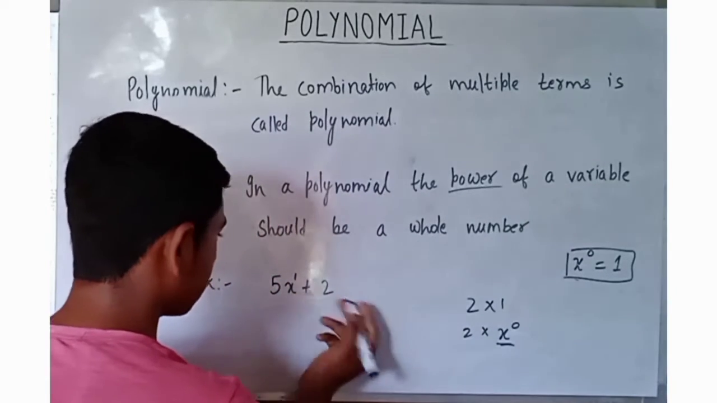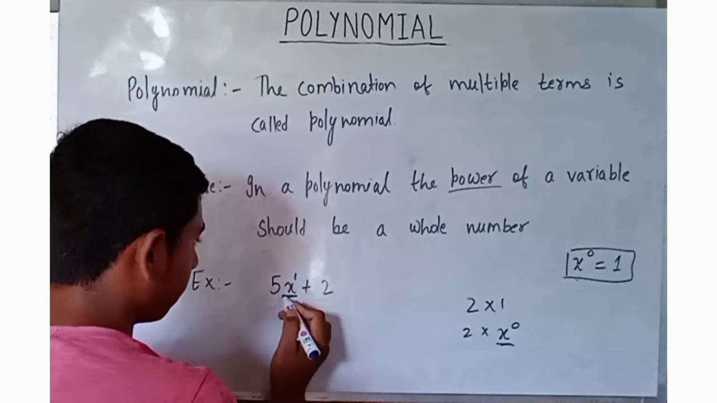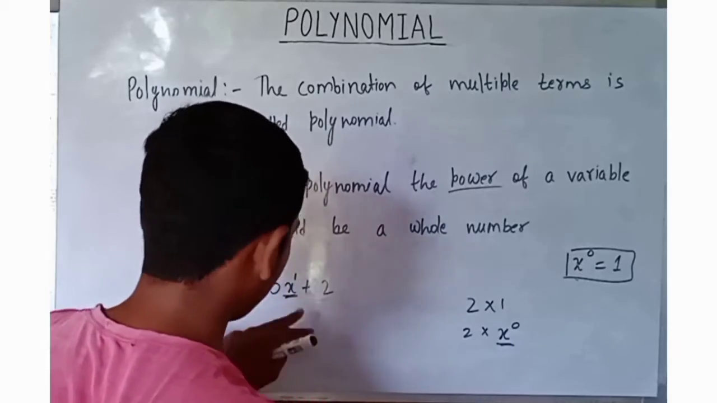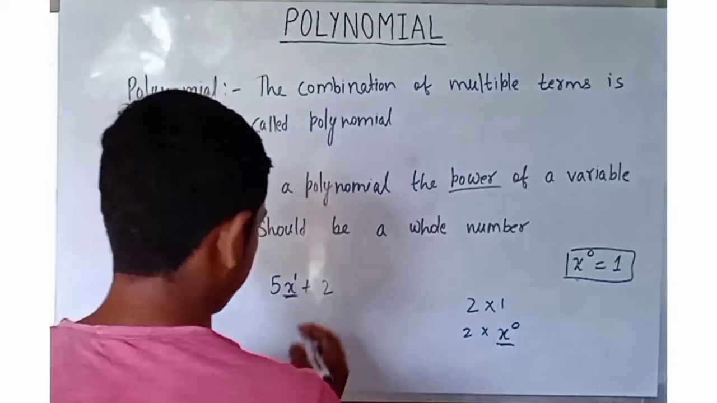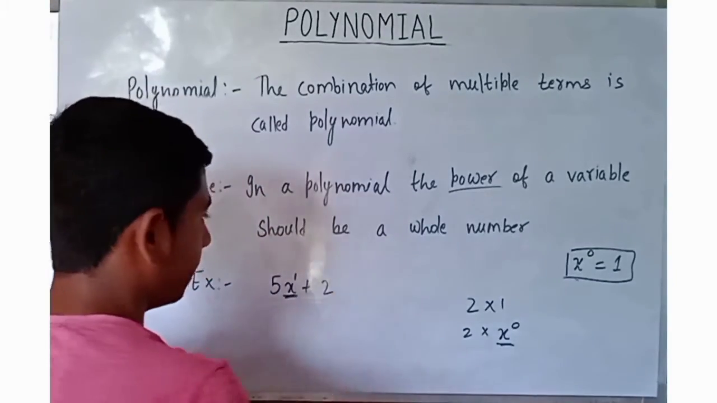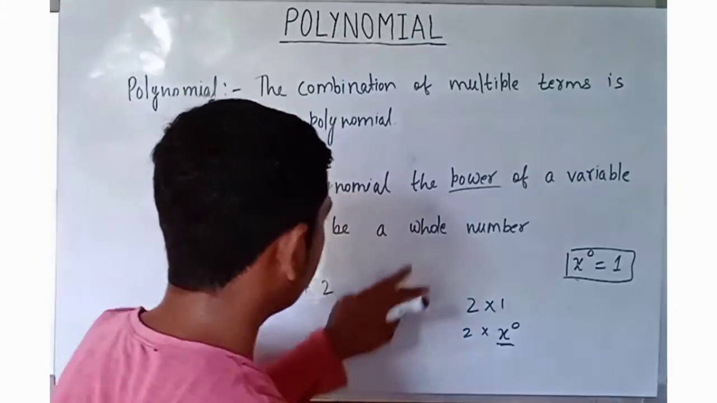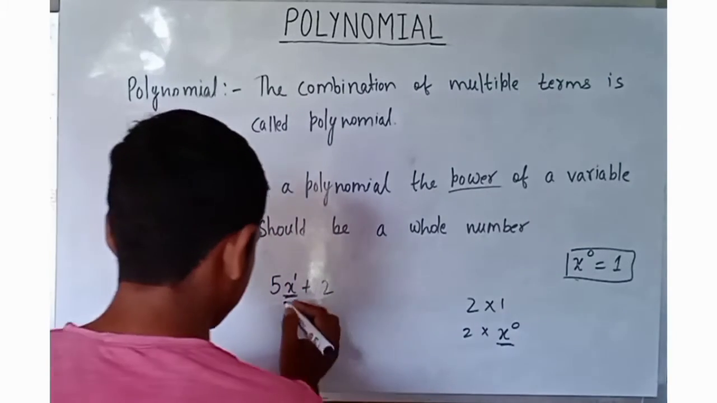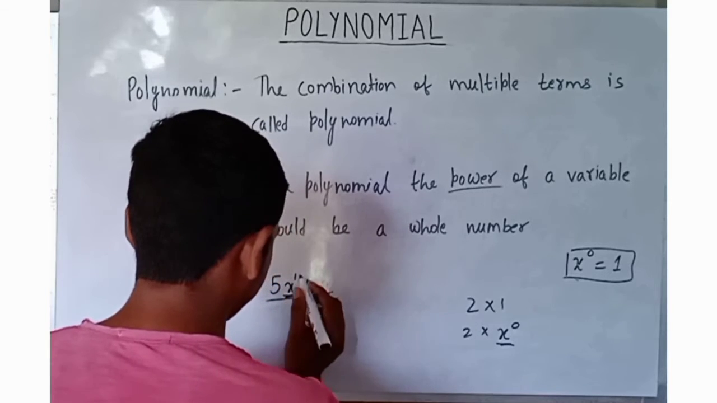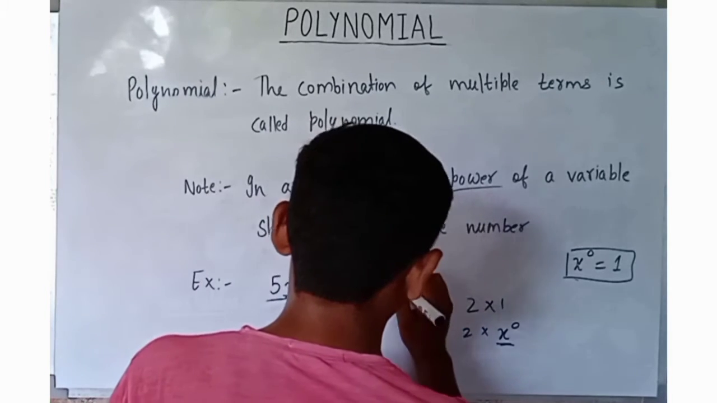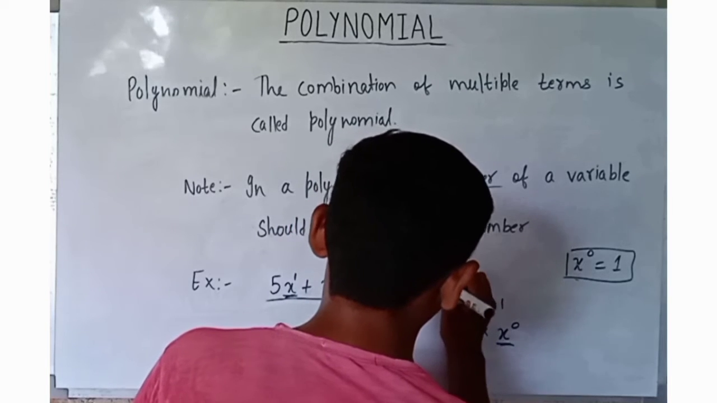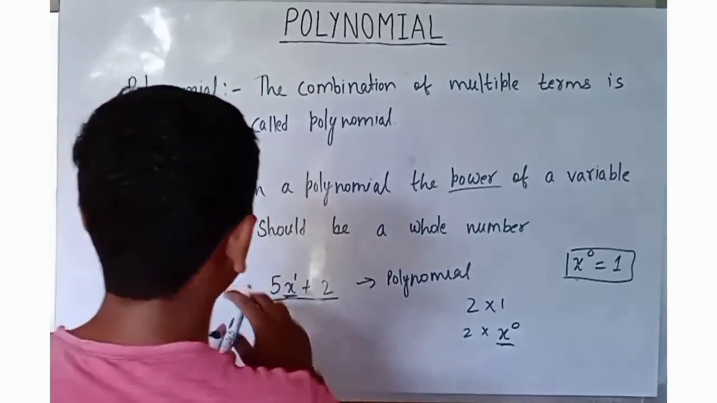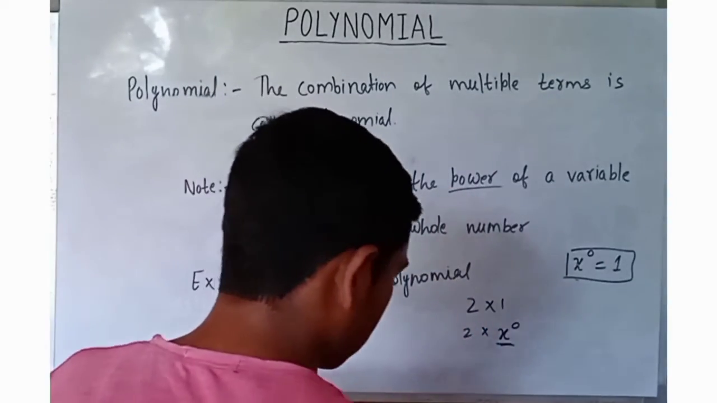So this is a polynomial, because I am focusing only on the power of the variable. If it is a whole number, then it will be a polynomial, and if it is anything except a whole number, then it will not be a polynomial. Here the power of the variable is 1, so this is a polynomial. I think you have understood this condition: the power of a variable should be a whole number.